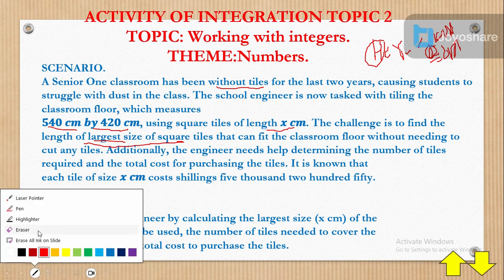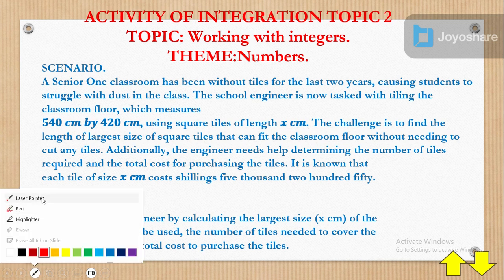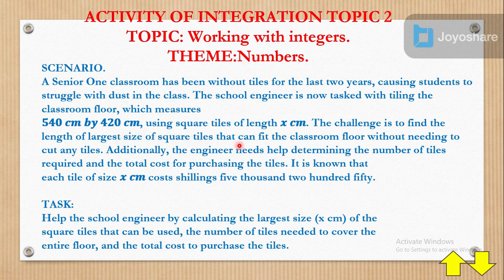Okay, so we proceed. The challenge is to find the length of the largest square tile that can fit the classroom floor without needing to cut any tiles. Additionally, the engineer needs help determining the number of tiles required and the total cost for purchasing the tiles. It is known that each tile of size x centimeters costs shillings 5,250. Okay, that's some good money. Task: help the school engineer by calculating the largest size.